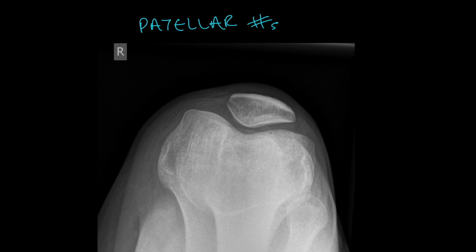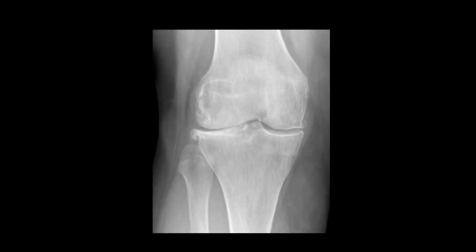One thing to draw your attention to is how it extends further out laterally. We should see nice smooth borders like this. Because it extends out more laterally, it is more common to get fractures on the lateral aspect of the patella.